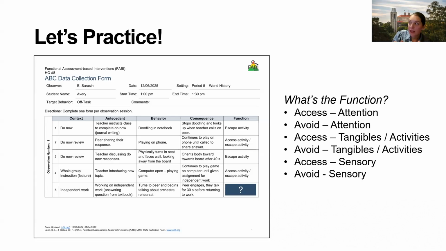So now independent work time. The student's working on their independent work. They're answering questions from the textbook. They turn to a peer and they start talking about orchestra rehearsal. The peer engages, so they're talking back, and they talk for 30 seconds before they get back to work. What is the function of that behavior, that turning to their peer and talking?